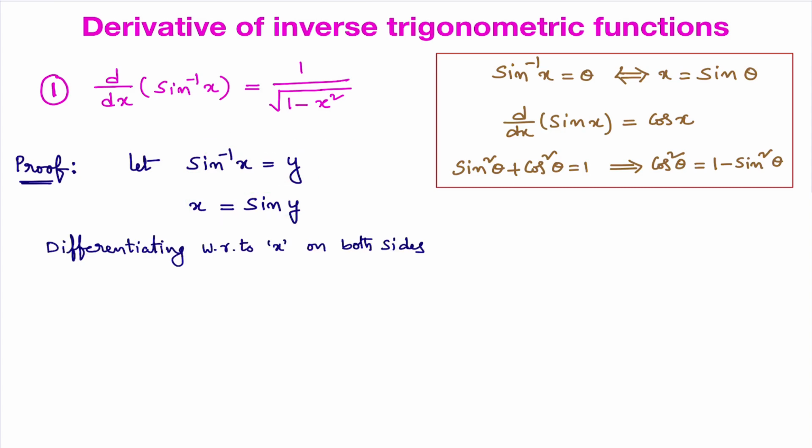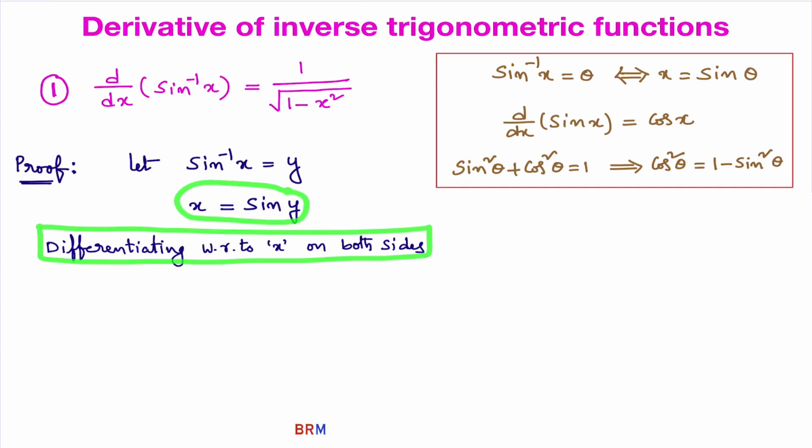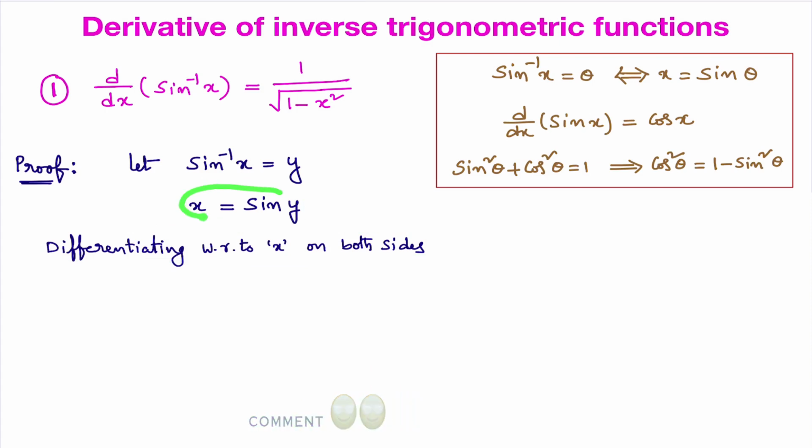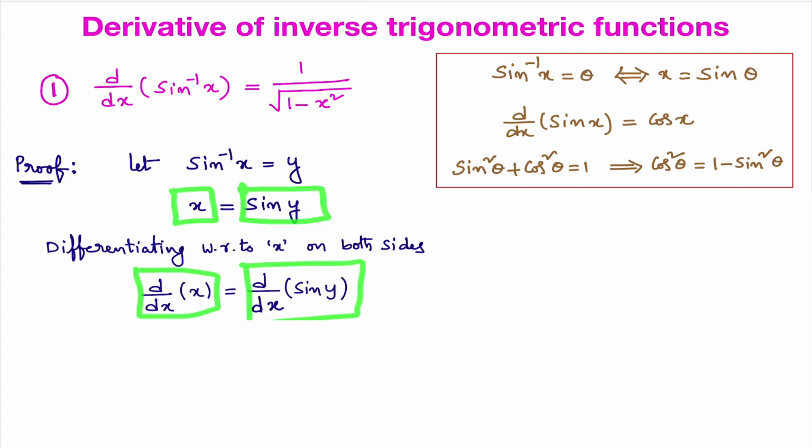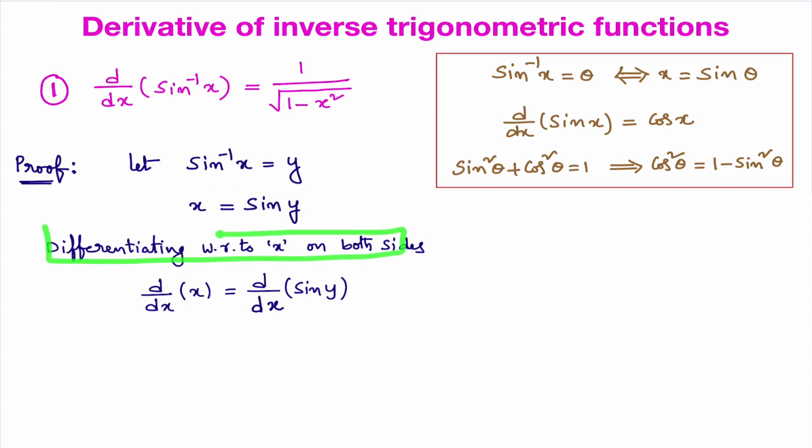Okay. Now, what I'll do, I'll differentiate with respect to x on both sides. Look here. This equation is there now. For this equation, I'll differentiate with respect to x on both sides. Differentiating this equation with respect to x on both sides means, for this equation, you just write d by dx on both sides like this. I have just written d by dx to this equation on both sides, which indicates that I am differentiating this equation with respect to x on both sides.